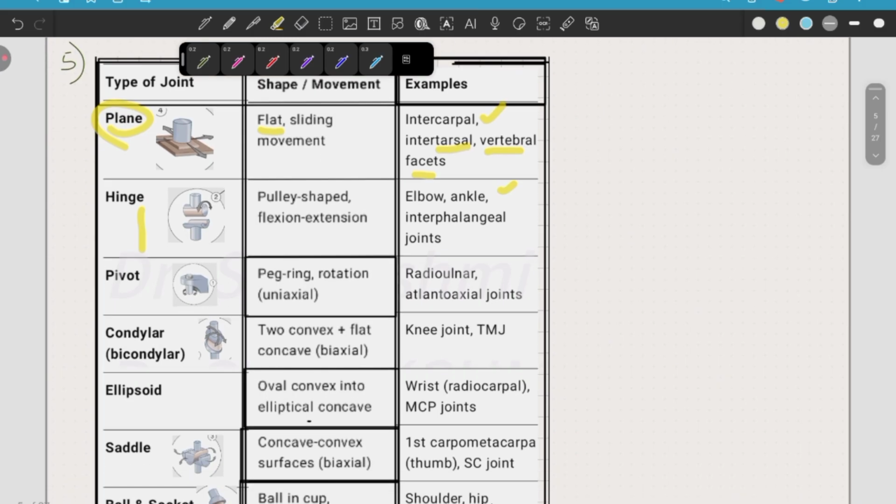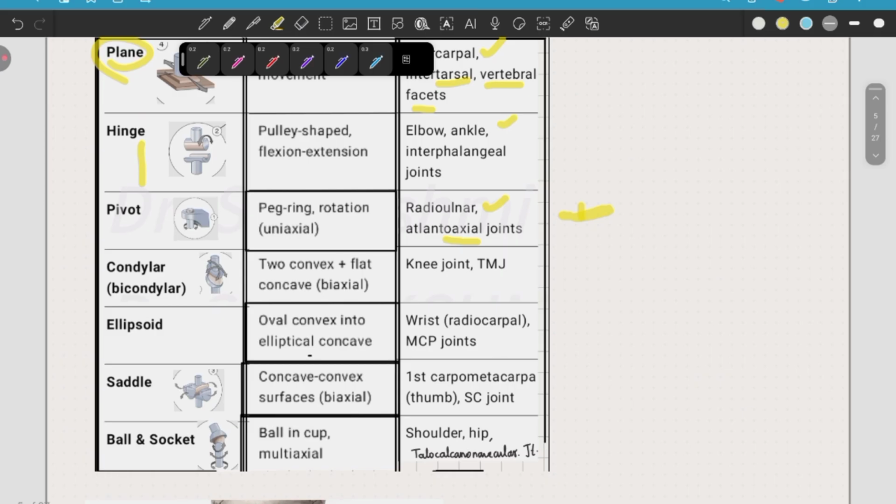Next, pivot joint. Here there is a rotational movement. Actually, it is the radio-ulnar joint and atlantoaxial joint. You can remember the atlantoaxial, the vertebra. Okay, vertebra. First, C1, C2 vertebra.